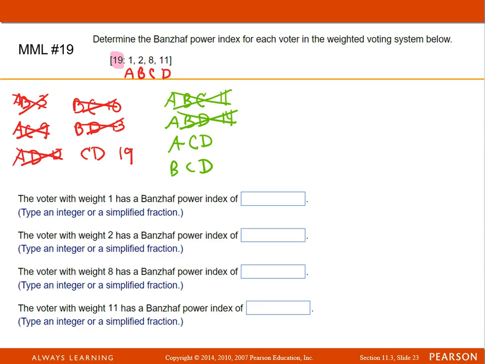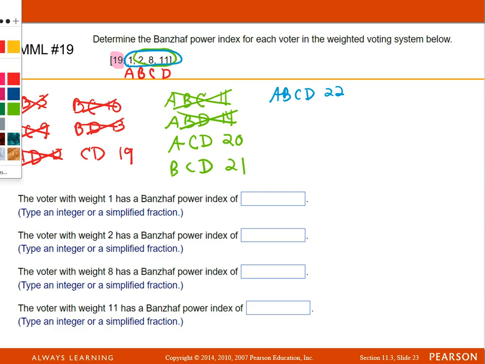A, C, D, A is 1, C and D, 8 and 11, 19. That adds up to 20. There's a winning coalition. And then B, C, D is 2 and 8 is 10 and 11 is 21. BCD is a winning coalition. And then of course you have the group itself, which is A, B, C, D, that's the whole thing, and that adds up to 22. So that's a winning coalition.